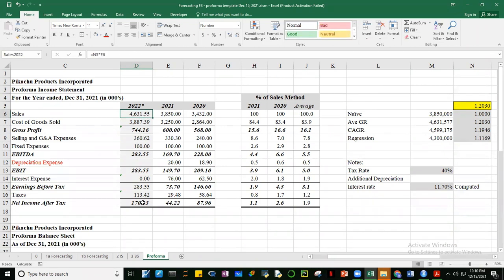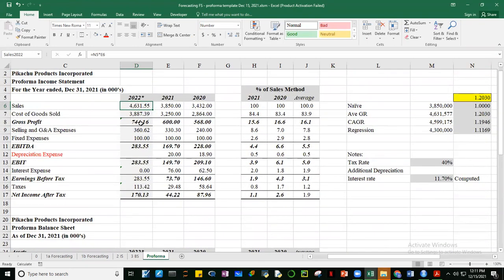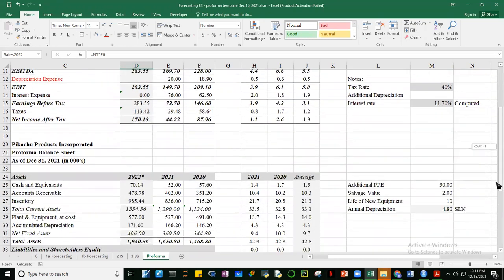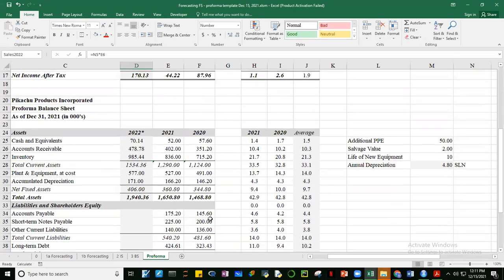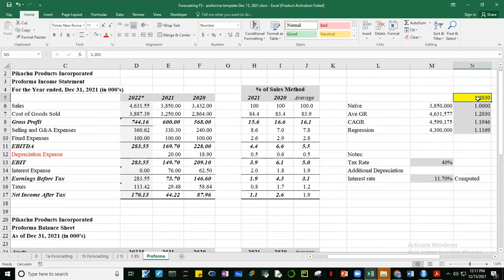Kasi nga many of your accounts here move with sales, no? So any change in your sales would mean changes in your pro forma accounts for the income statement and the balance sheet. Okay. Ibalik natin guys sa 1.1169. No? Okay. So, take note guys, it changes because nakalink yung sales natin dito sa index natin.